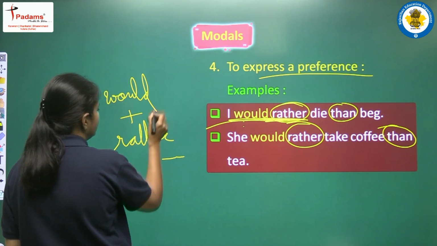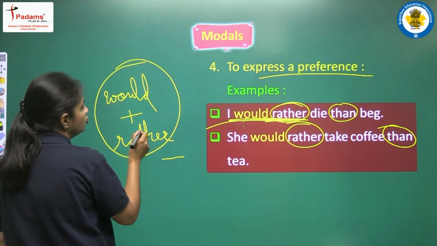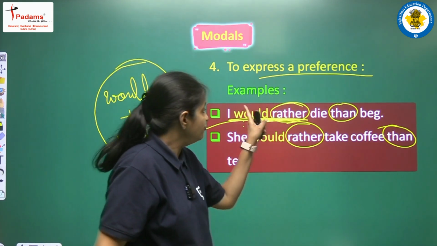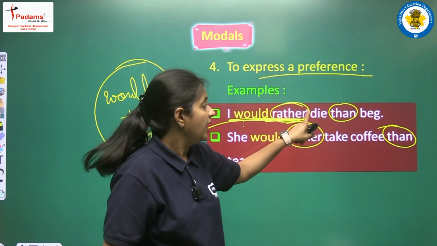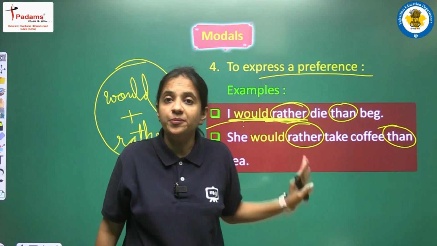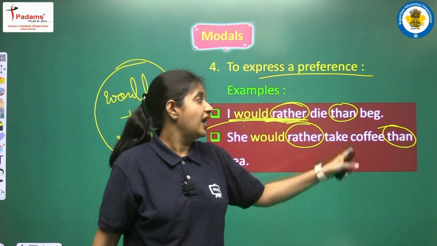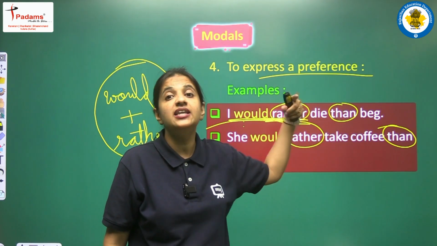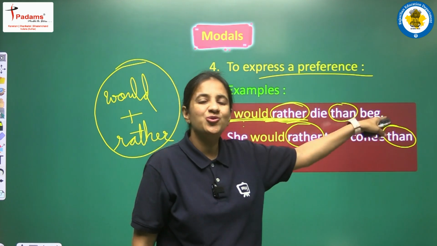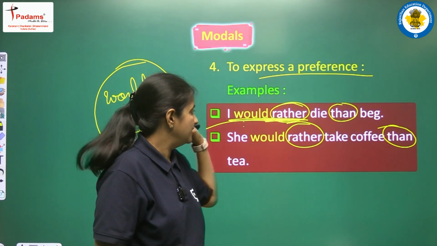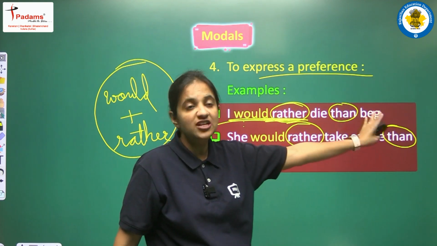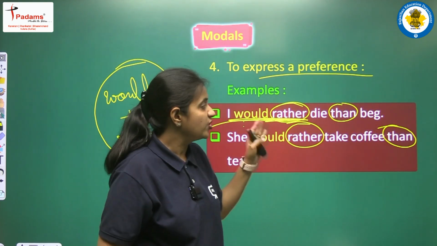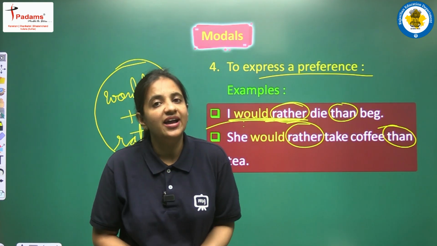Okay, so this will be the combination when we are trying to show preference. Rather will be there after would, and then we have to write the option that we are choosing. After that, we have to write the word then, and after that the second option. So in this manner we have to make the structure. So the sentence will be, I would rather die than beg.